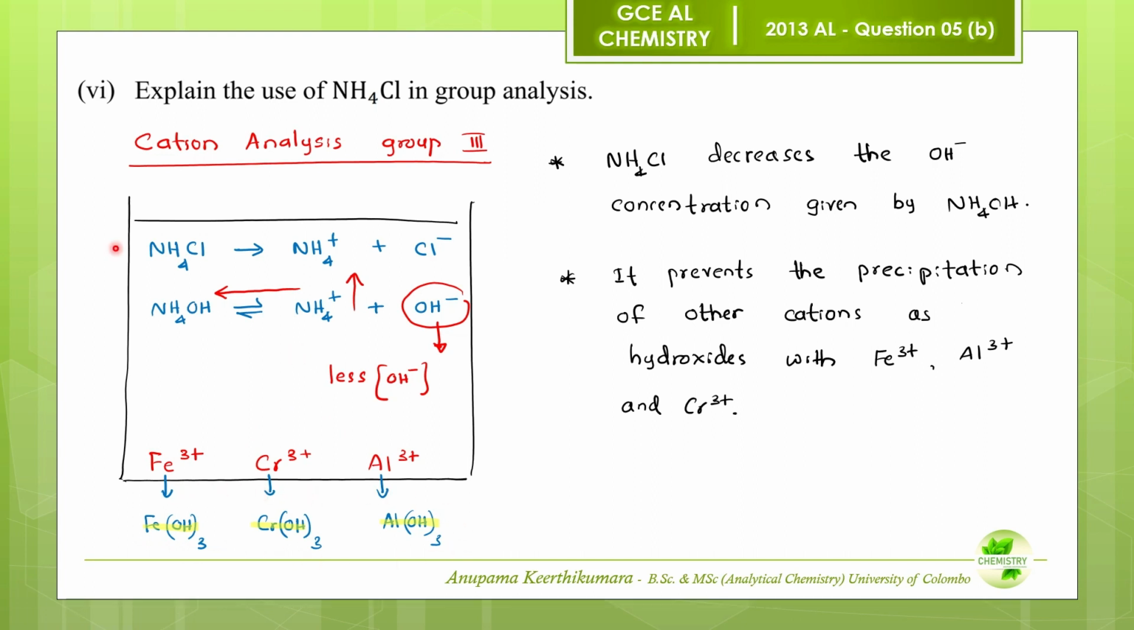Therefore, in the presence of this low OH minus ion concentration, only these three precipitates can be observed. If ammonium chloride is not present, OH minus concentration produced from this dissociation is greater. Therefore, other cations can also give their respective hydroxide precipitates. This is the answer for question number 6.